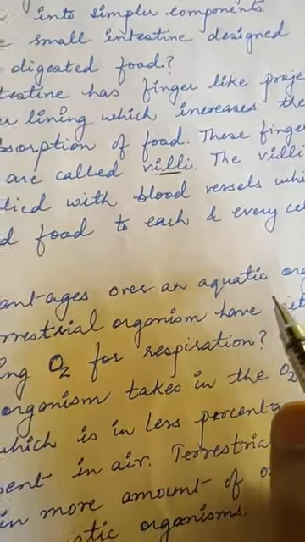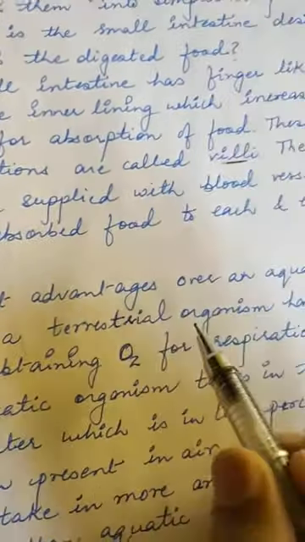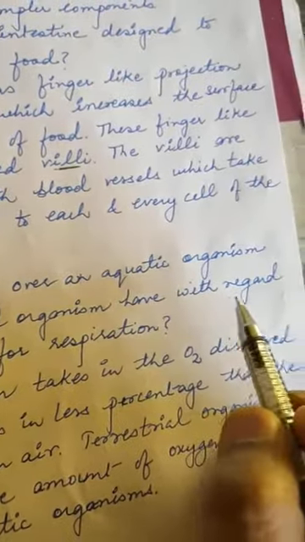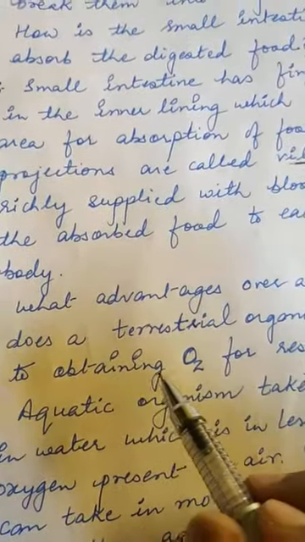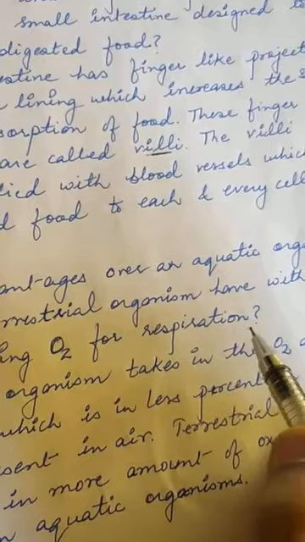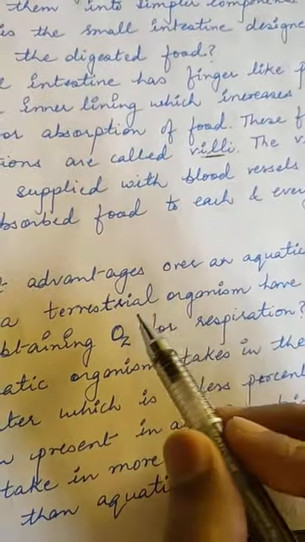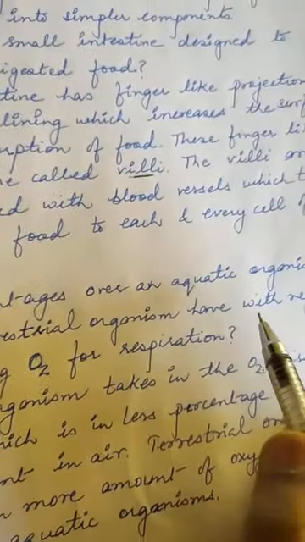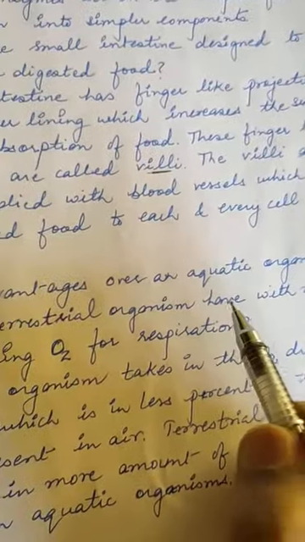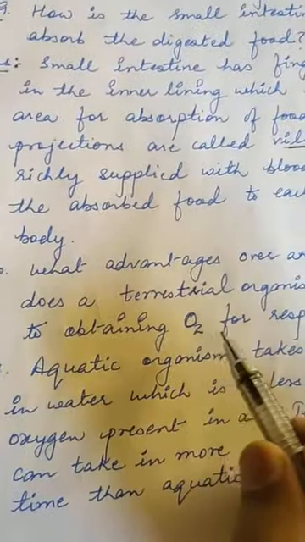Now the next question is, what advantages over aquatic organisms, those who are living in the water, right, does a terrestrial organism have with regard to obtaining oxygen for respiration, right? So what advantage will a terrestrial organism have compared to aquatic organisms for respiration?